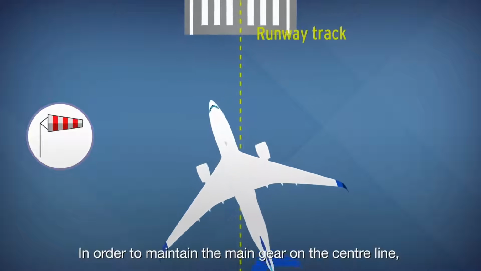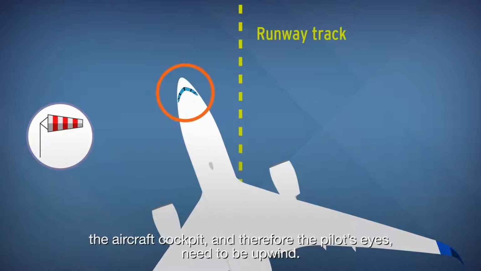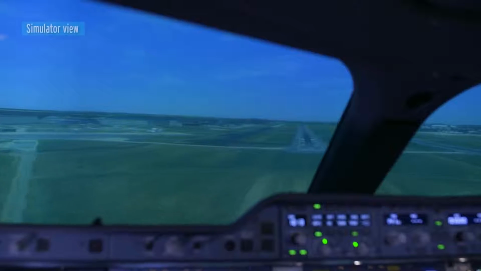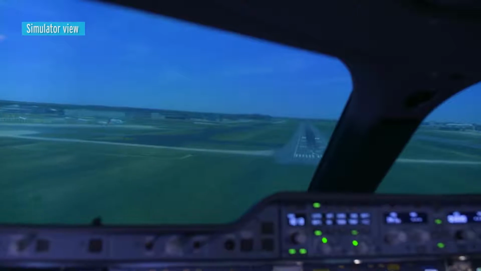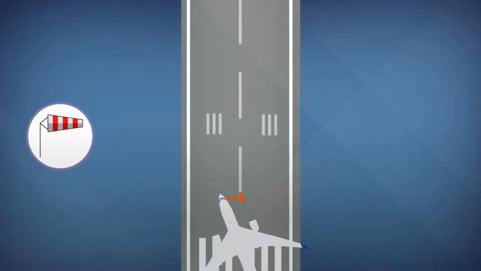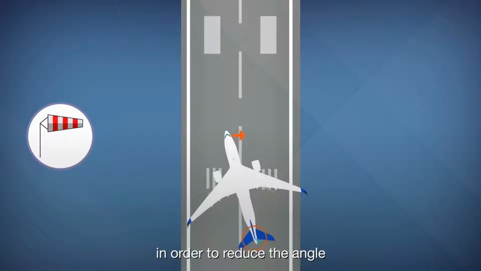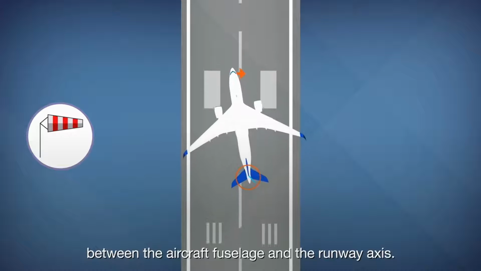In order to maintain the main gear on the center line, the aircraft cockpit, and therefore the pilot's eyes, need to be upwind. Just before touchdown, at the end of the flare, a partial decrab is performed with the rudder in order to reduce the angle between the aircraft fuselage and the runway axis.